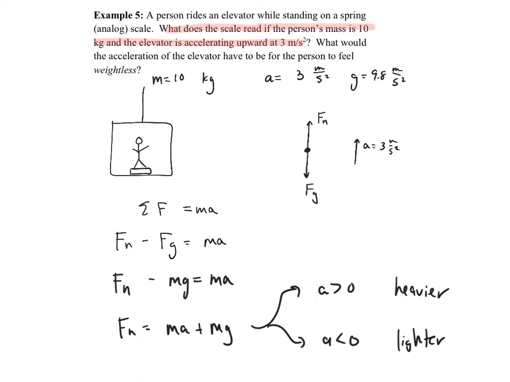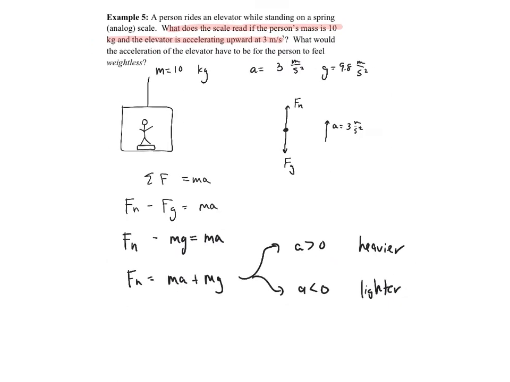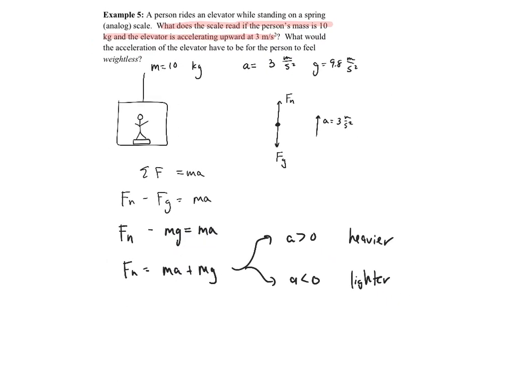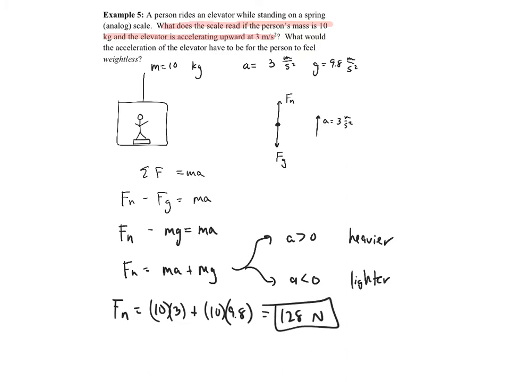Now, the answer to our question will end up being, in this problem, we have acceleration of 3 meters per second squared. So Fn is going to equal, in this case, 10 times 3 plus 10 times 9.8. So 30 plus 98, or 128. That's what the scale would read in this problem here. That is what the scale would read in this problem, 128.